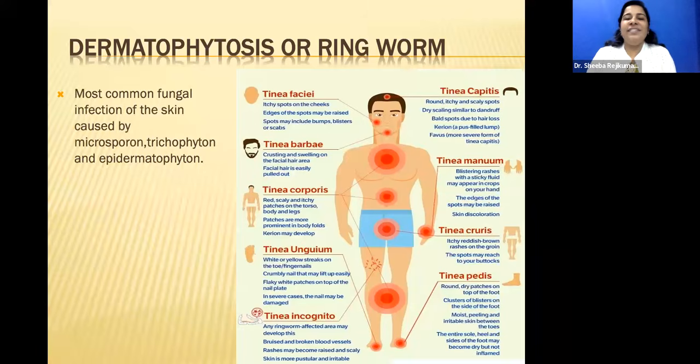We go through this picture alone and we get all the skin conditions caused by fungus in our body, that is dermatophytosis or ringworm. The most common fungal infections of the skin are caused by microsporum, trichophyton and epidermophyton. These are it, beginning from tinea capitis. You can go through the figure; if I go through it, there will be lack of time. But remember that tinea capitis comes from the scalp. I'll be discussing it in short. Tinea faciei, tinea barbae, tinea corporis, tinea unguium, tinea incognita. Like that, it goes over the whole body. I'll just mention the most important ones.